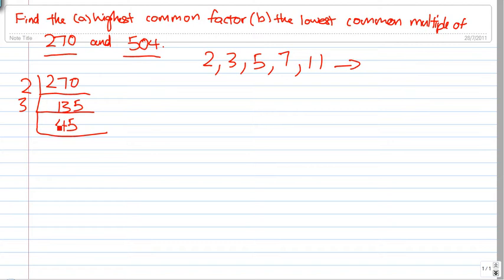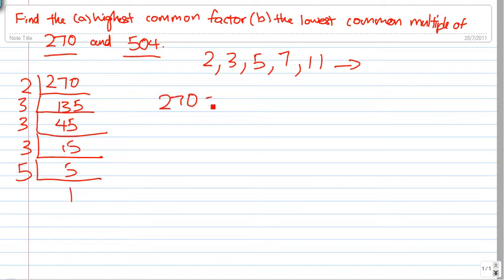So can 45 be divided by 3? Yes, you can. So you get 15. Can 15 be divided by 3? Yes, you can. Okay, 5 cannot be divided by 3, so 5 can only be divided by 5, so we move up the chain of prime numbers. So 5 divided by 5, you get 1. So we know from here 270 can be expressed as 2 times 3 times 3 times 3 times 5, which is 2 times 3 cubed times 5 if you were to express it in index notation.